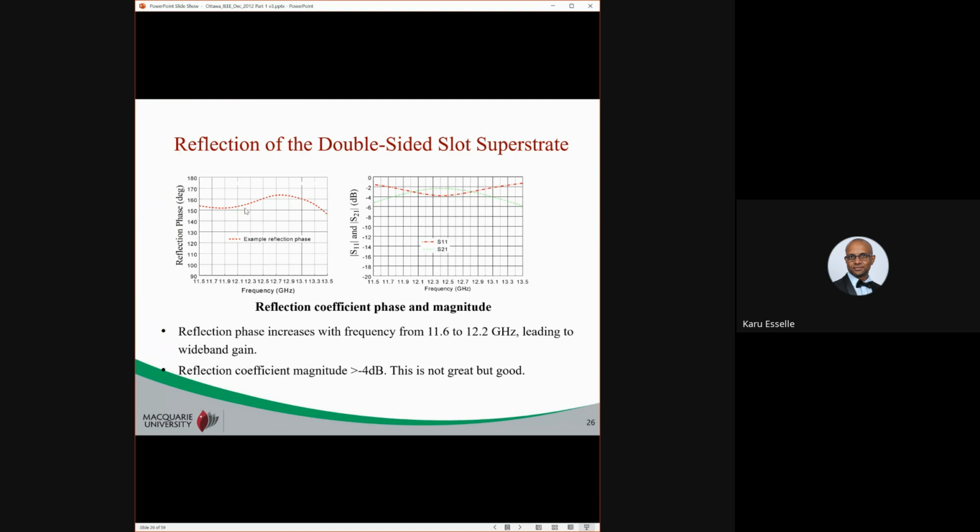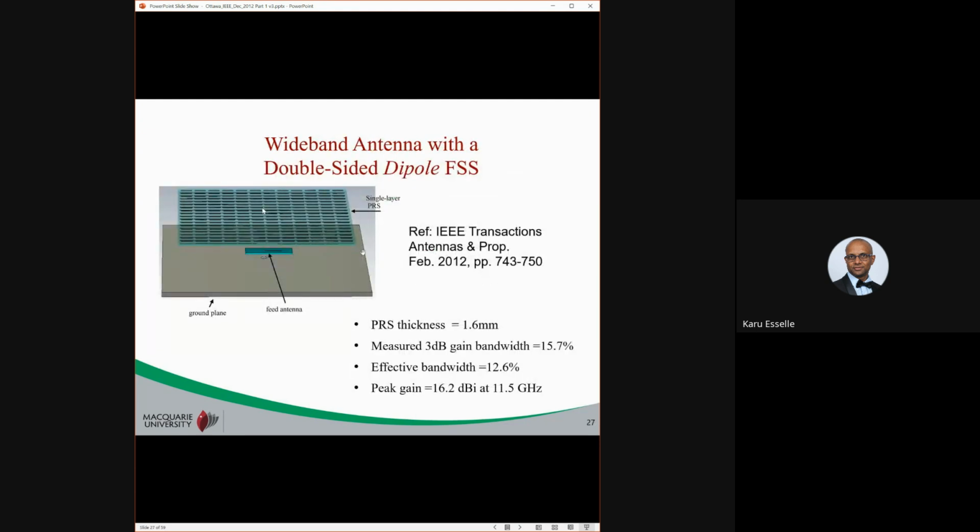And when you look at the reflection coefficient magnitude, which is S11 magnitude, you can see that it's greater than -4 in that frequency range. That is not very good reflection, but it's good enough. So you can make a wideband antenna that way. Now that is used in slots.